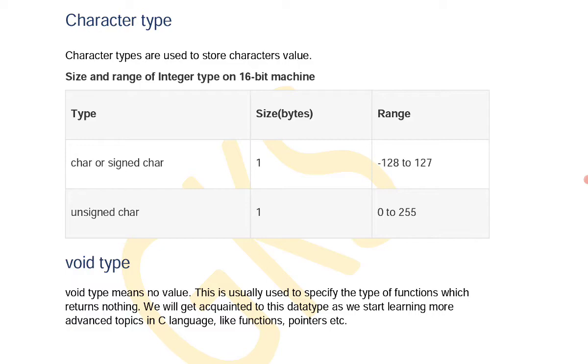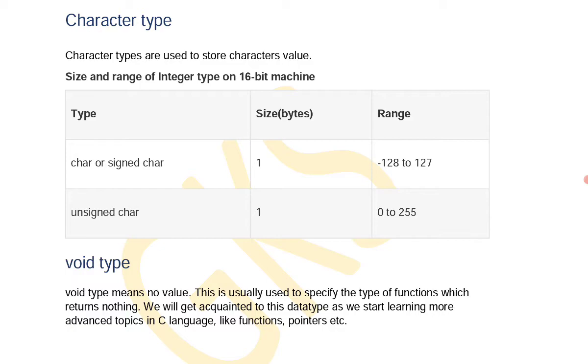Generally, character data types occupy only 1 byte of internal memory, and we can store any type of data, either digits, characters, spaces, or symbols. Character data types are of two types, signed char and unsigned char, and both occupy only 1 byte.